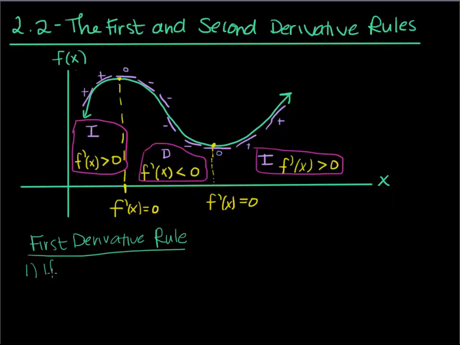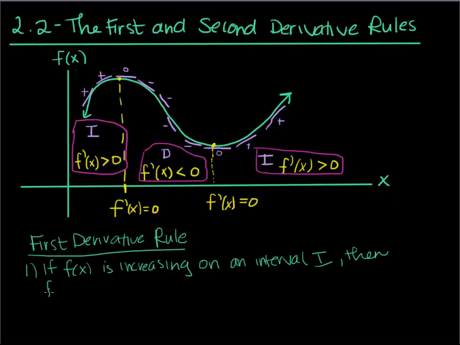If f of x is increasing on an interval, we'll just say I, okay, so over an interval, then what do I know? Then I know that my derivative, f prime of x, must be positive on that interval. So anytime I would take the derivative of f and plug in any number, let's say in this first interval right here, I'm going to get a positive number out.